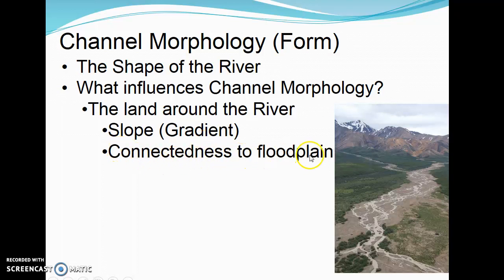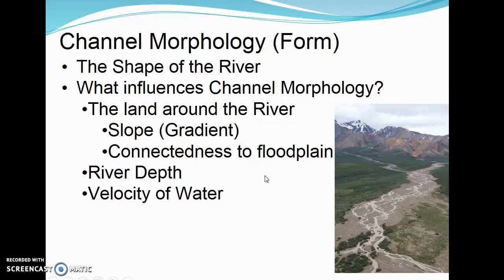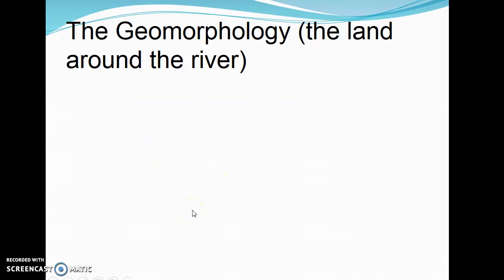How connected that river is to the floodplain will affect the shape of that river. The depth of the river will also affect the shape. That one's a little harder to picture. How fast the water is moving and how much sediment it's carrying. So we've talked a little bit about this last one here.